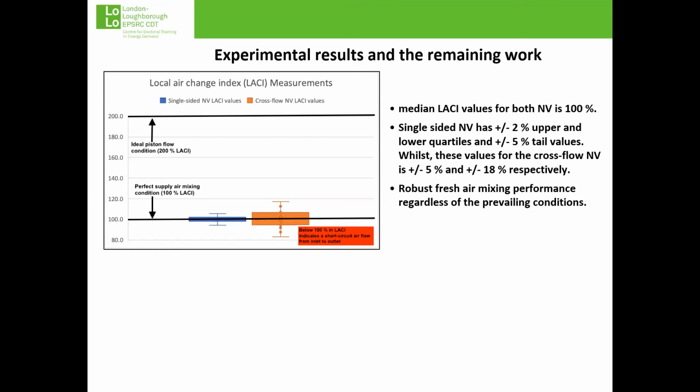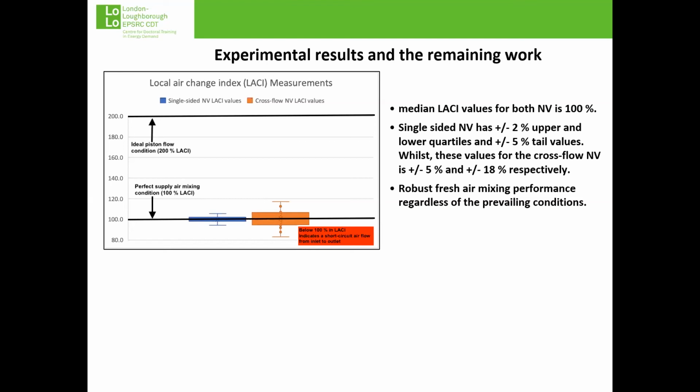In cross-flow experiments, which is shown by the orange box in the figure, the spread in LACI values was relatively larger compared with the single-sided experiments. The largest spread indicates that there will be locations in the space with relatively worse or better fresh air distribution. The experimental results also show that the local ventilation effectiveness does not degrade as the distance increases from the inlet window. This is quite an interesting and important finding, contradicting the current knowledge.